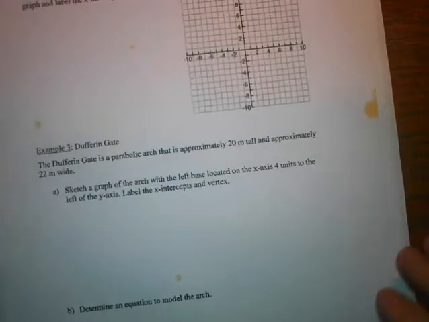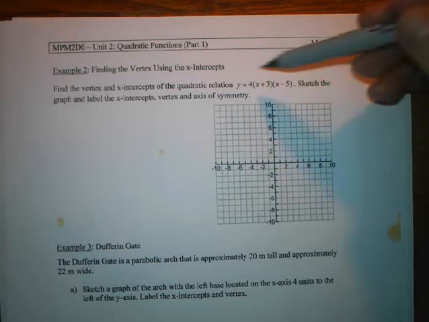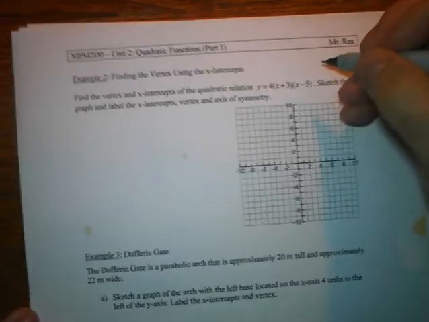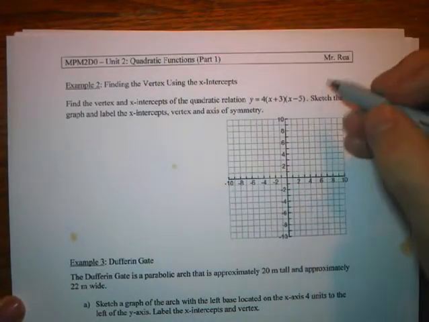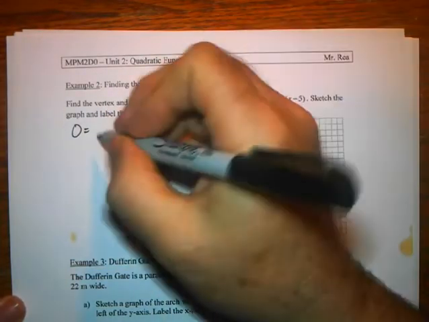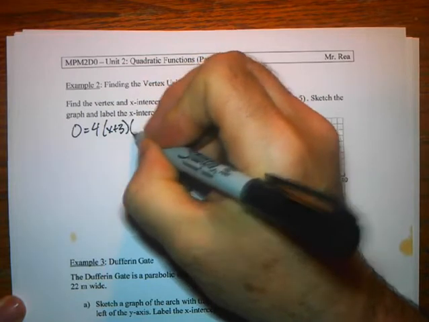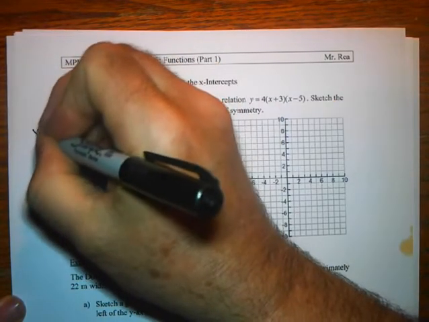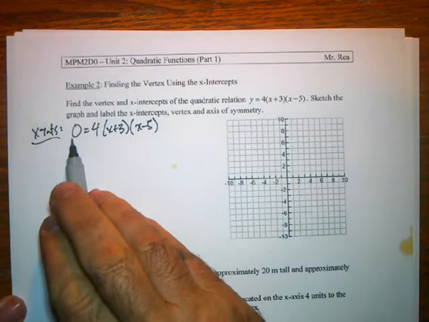Okay, so this is the same idea. Find the vertex and x-intercepts of this quadratic relation, and sketch. So basically the same question, and we should be able to do this a little quicker now. Let's find the x-intercepts first. So I'll set y equal to 0, and the rest of the equation would be the same. And I'll put x-intercepts here, because that's what you're going to get when you set y equals 0.